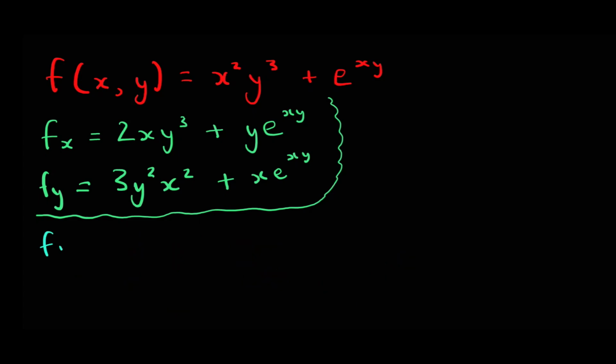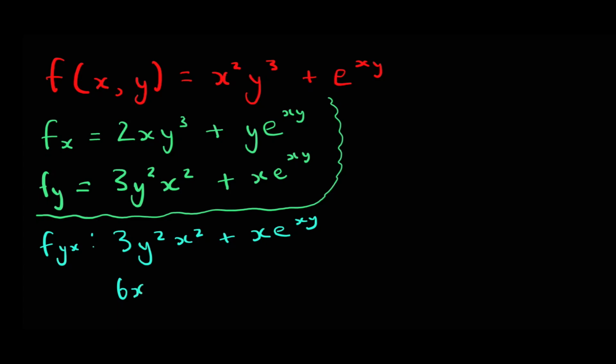Alright, now let's do f subscript yx. This time we need to start by differentiating with respect to y, which we've already done. And it's just 3y squared x squared plus x times e to the power of xy. But now we need to differentiate again, this time with respect to x.